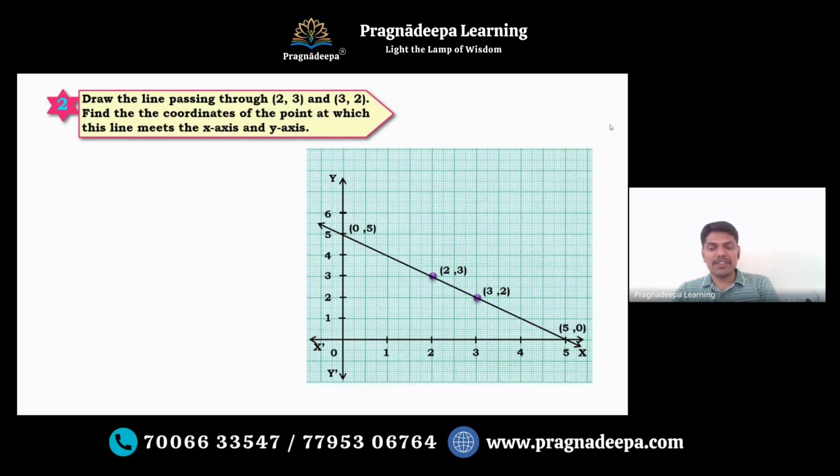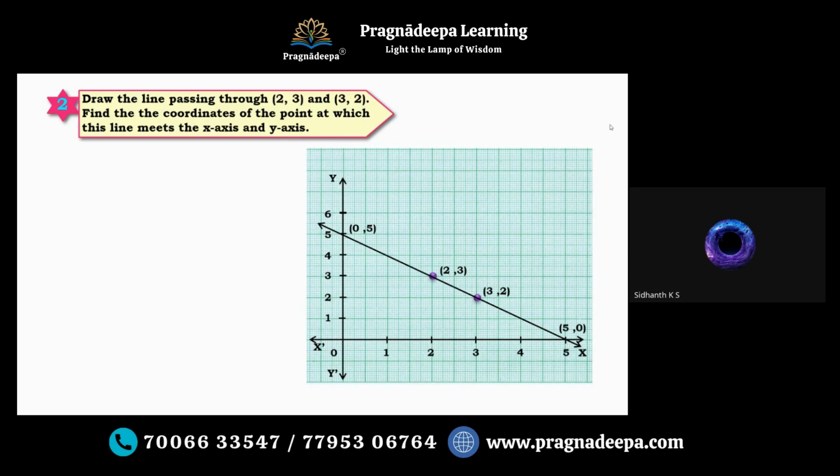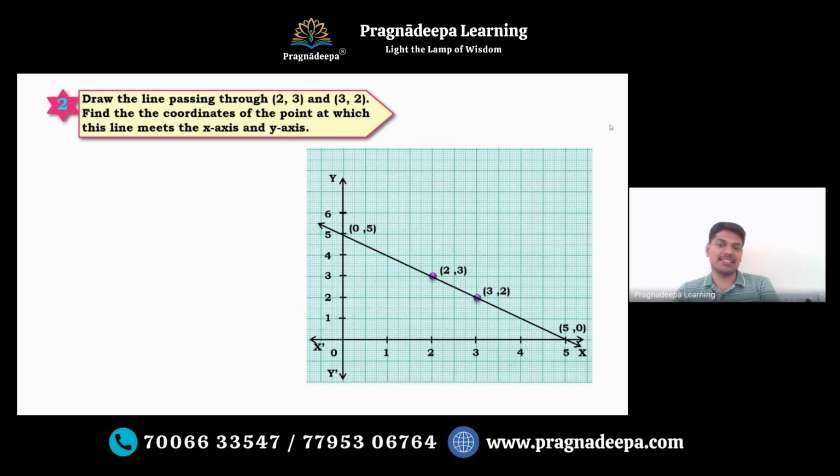You understood why 0, 5 on the y-axis? Yes, sir. Because it's not on the x-axis. Very good. It's not on the x-axis. So now you can generalize the idea. Any point on the x-axis will be of the form a, 0. Any point on the y-axis will be of the form 0, a.